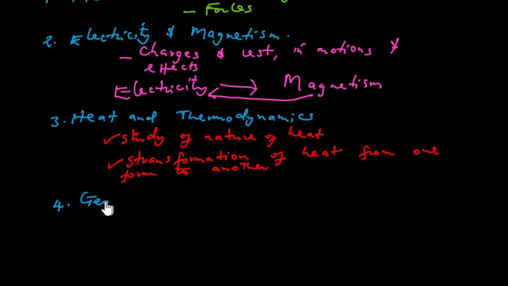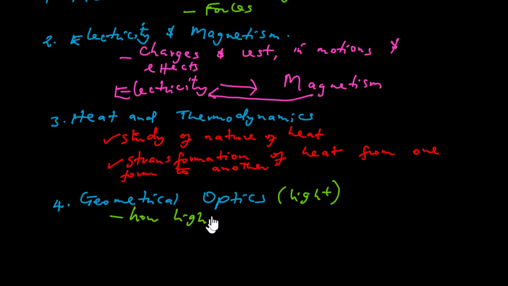Four, geometrical optics. As the word suggests, optics involves light. So this branch of physics involves the study of physical aspects of light, its properties, and the use of optical instruments. Geometrical optics is also the study of light as it travels from one medium to another.